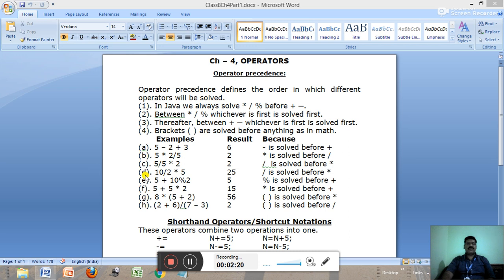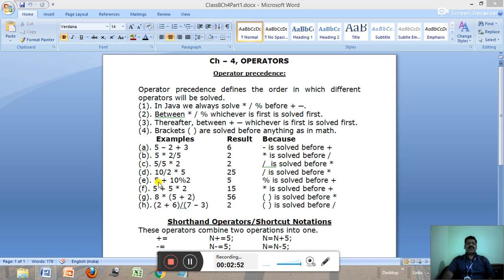Now comes D. So 10 by 2. Slash and asterisk. Division and asterisk. So which is coming left side? Left side is the slash division sign. So 10 is divided by 2. What comes? 5. The 5 into 5 comes 25. Okay, see, first division is done. So comes 5. 5 into 5, 25. So first slash, means division sign, is solved before asterisk.